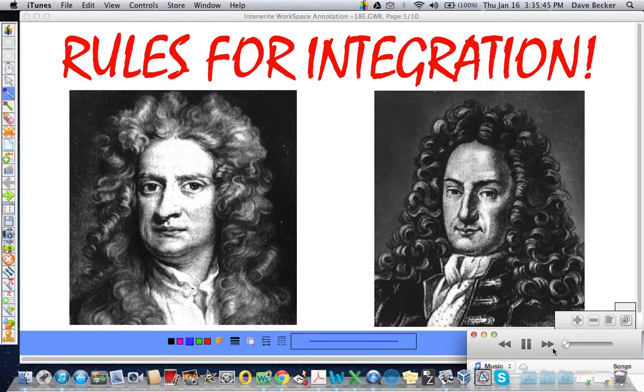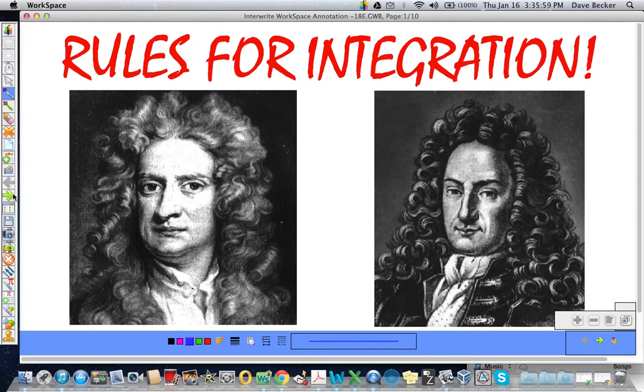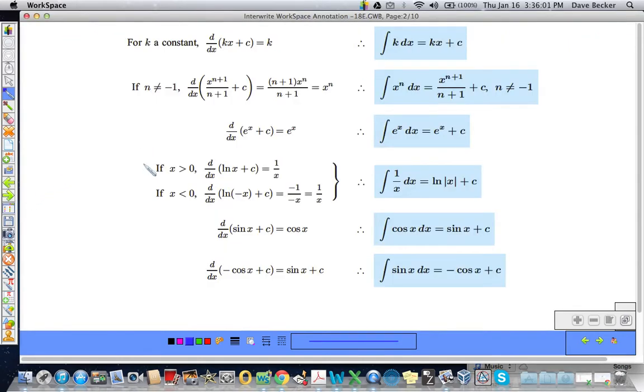And today we continue the amazing journey that we are taking together. We are talking about rules for integration. Once again, thank you, Sir Isaac. Thank you, Gottfried. So, moving forward, here are some rules. These are available in your books. We've talked about some of them already.